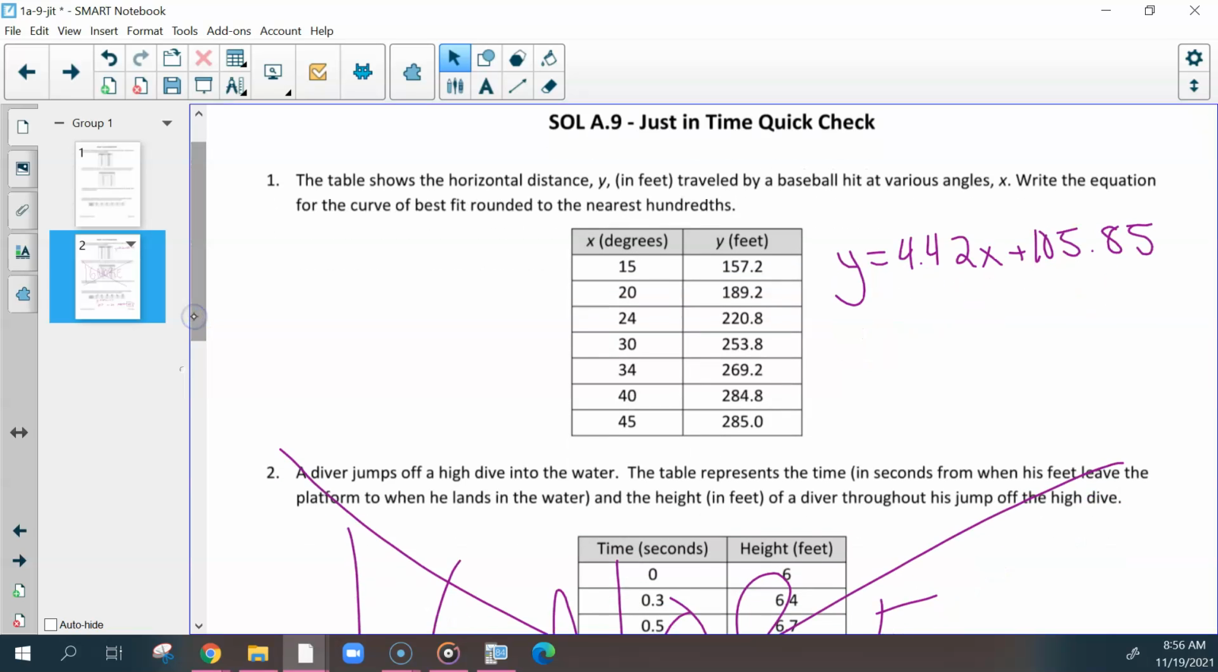So number one, you just needed to find the equation. It does say the curve of best fit, but curve and line of best fit are the same thing. It does say rounded to the nearest hundredths, so you should have 2 decimal places.